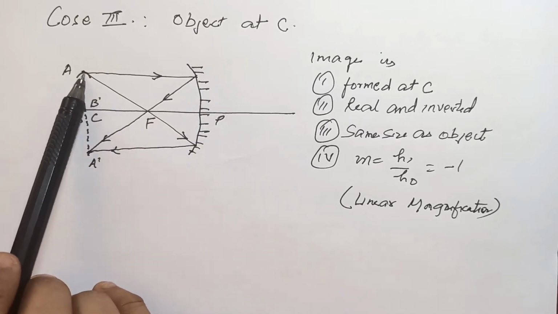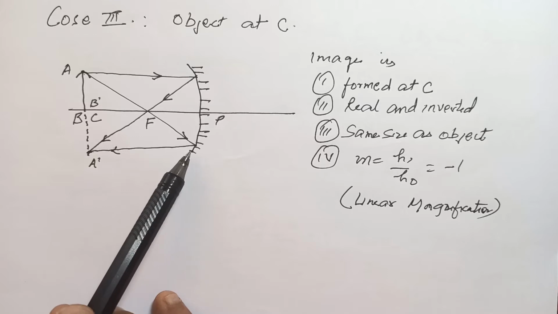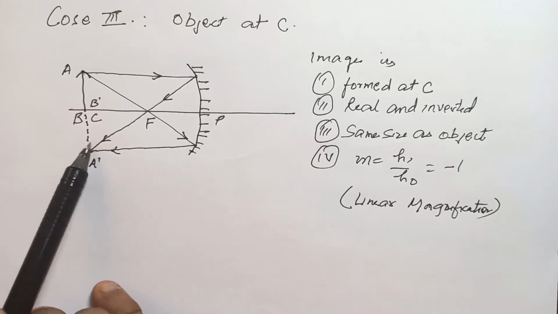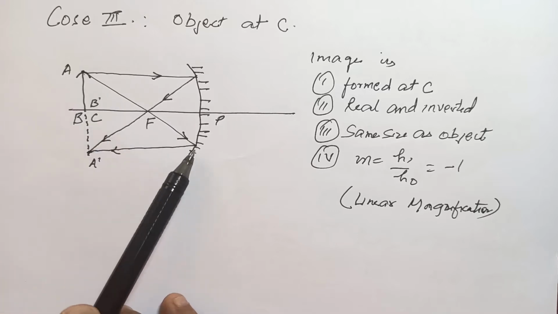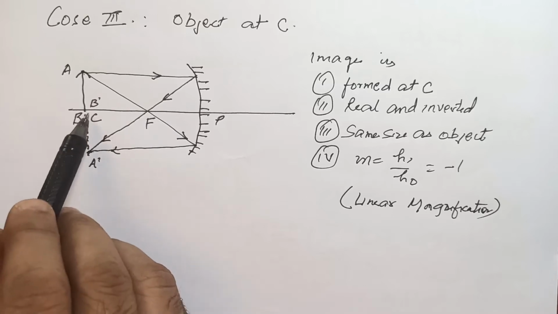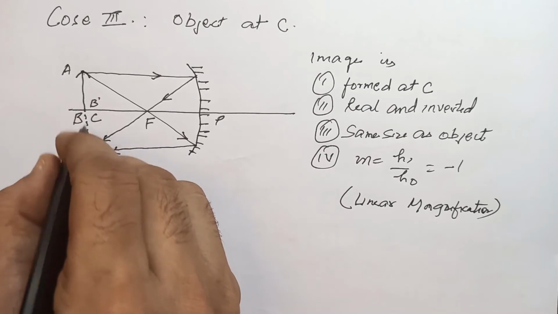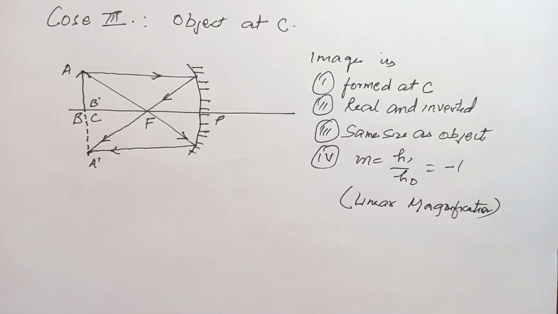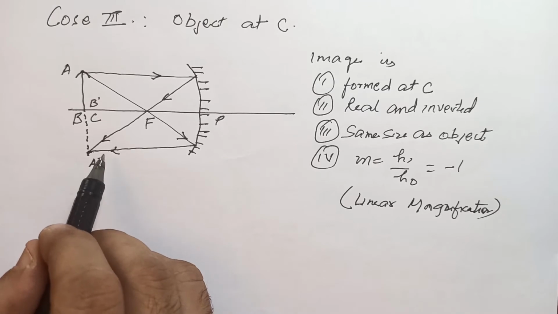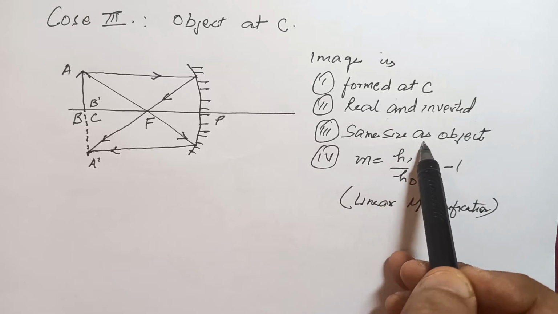Now the other ray of light goes from here, hits it here, and travels again parallel. It passes through focus, hits it here, and goes parallel to the principal axis. So the image is formed at this point, which you see by the dashed lines. The characteristics of the image are: it is formed at C, real and inverted, same size as the object.